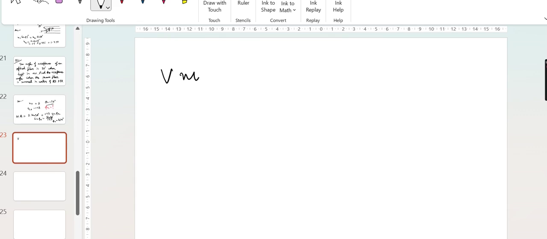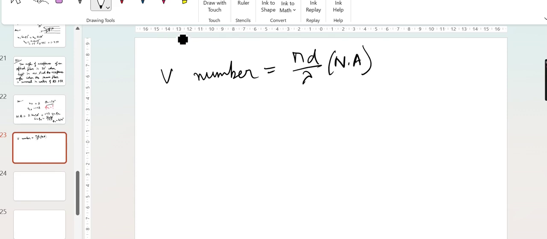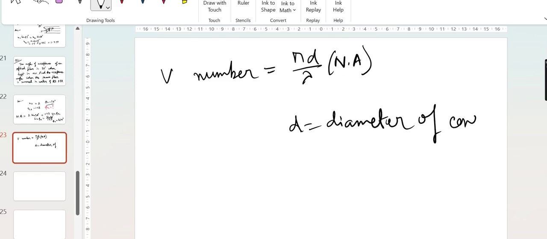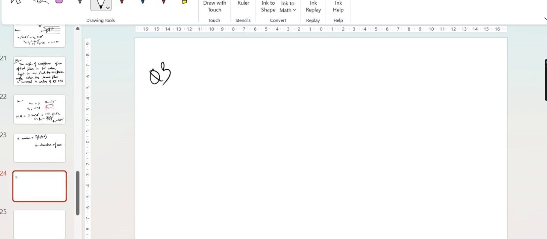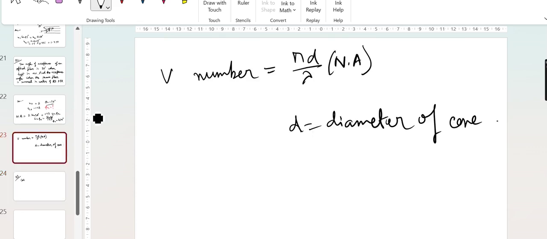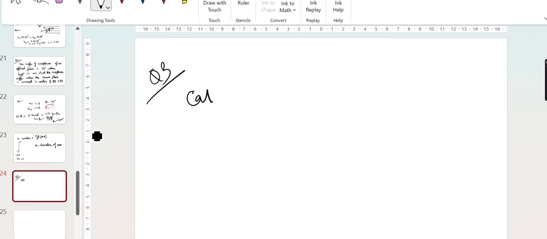There is another parameter called V number. That is basically pi d by lambda into the aperture, and d is the diameter of the core. So why does this V number matter? Because this V number will determine which TM modes and TE modes will be allowed. So that's something like this.